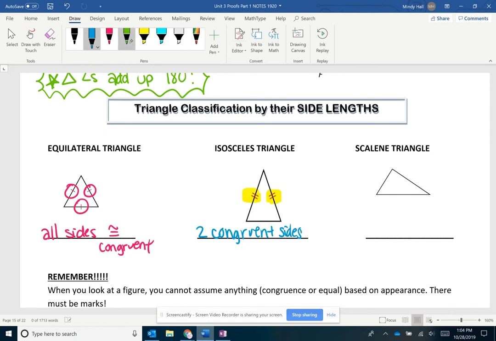And then a scalene triangle is kind of like the scales on a snake. All of your sides are different or have different measurements. All sides different.